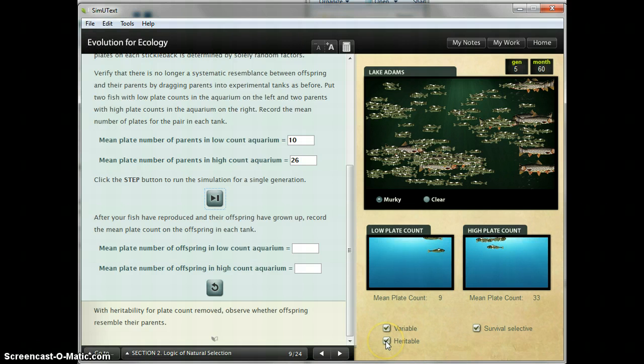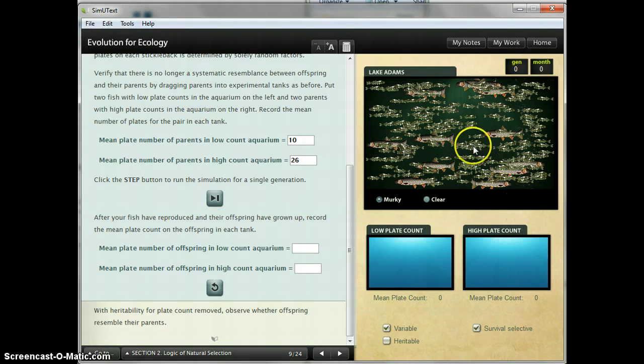Now we're going to remove heritability, so that no longer are we going to see the parents passing on the traits to their offspring. And we're going to throw a couple of fish in each of these. And you'll notice this time we're starting with roughly the same plate count in each. And we're going to see what happens as we run the simulation now. So we no longer have heritability, and what we would expect to see is that they both stay at about 25 or 26.